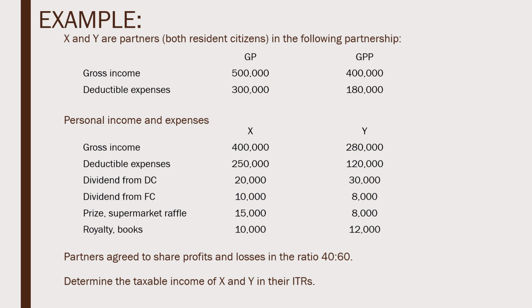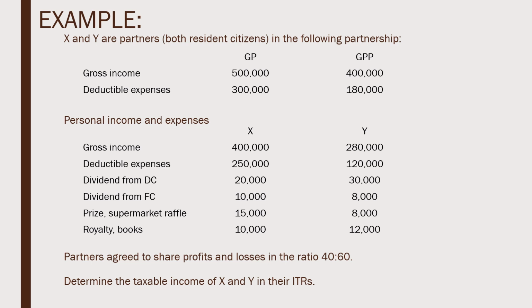So here's an example for partnerships. X and Y are partners, both resident citizens, in the following partnership. X and Y are both partners in a general partnership and a general professional partnership. It's also given here their personal income and expenses. We have gross income, deductible expenses, dividends, prices, and royalty.